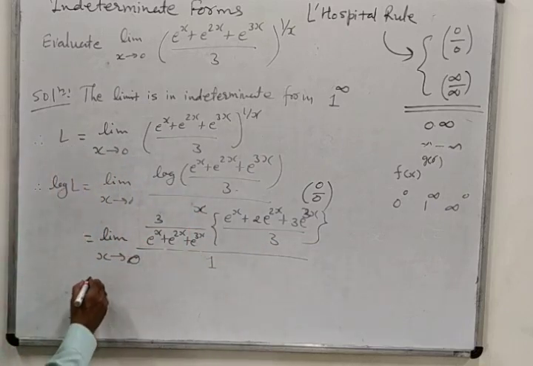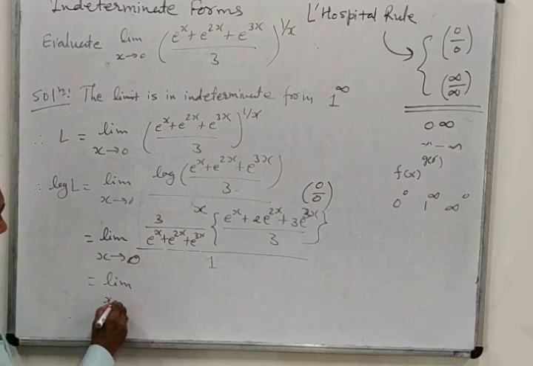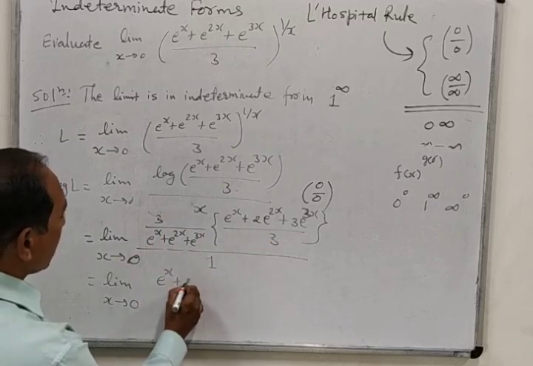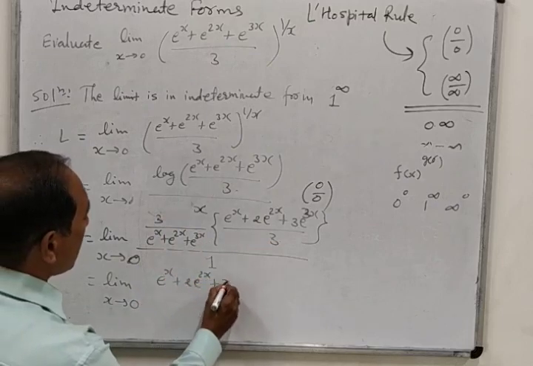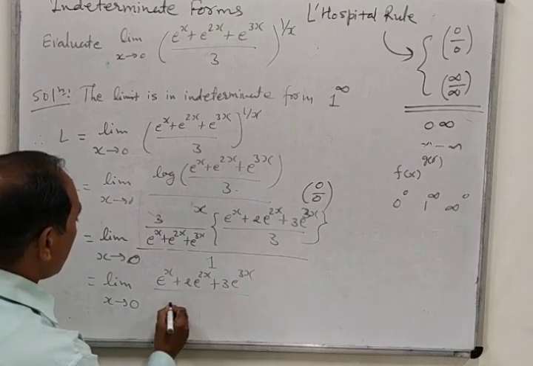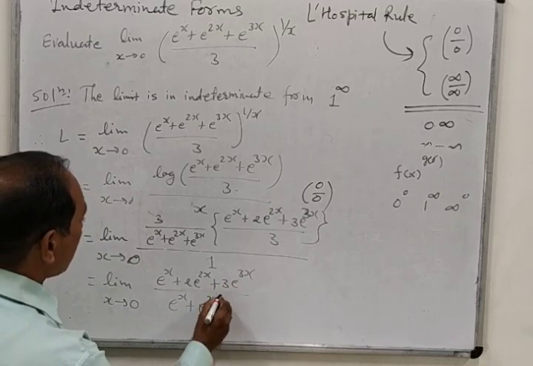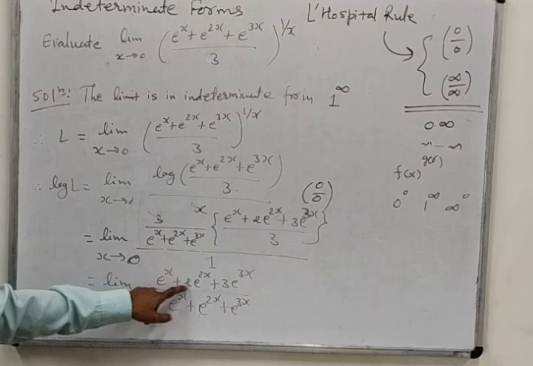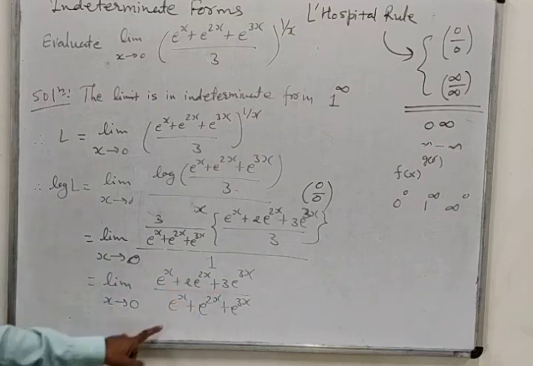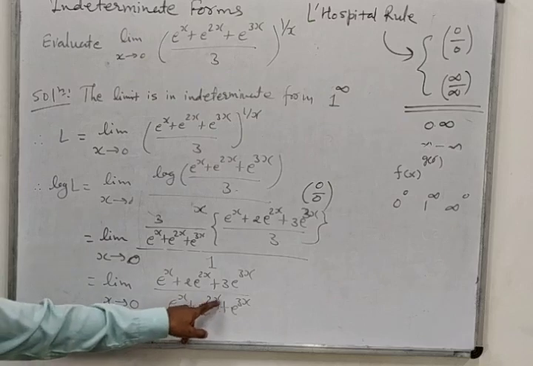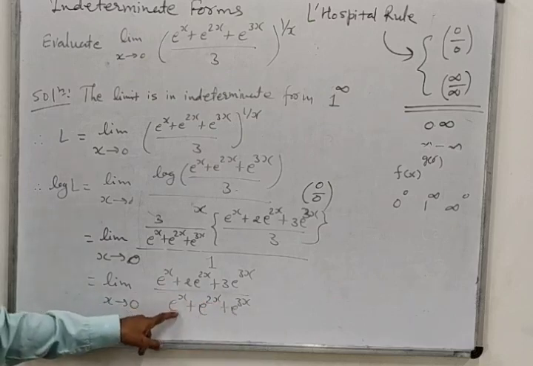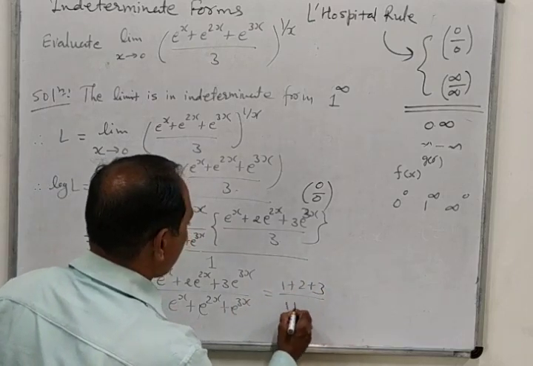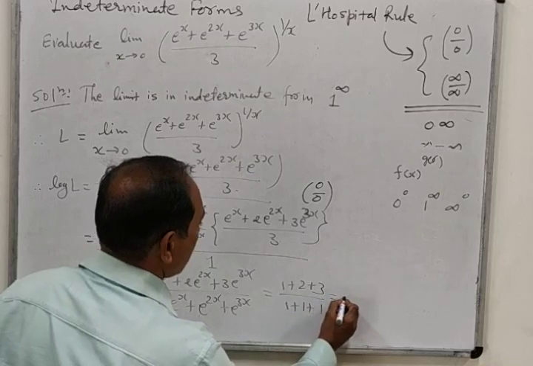So now we will not check the form. We will simplify this one. So 3 and 3 will be cancelled. So we will have e raised to x plus 2 e raised to 2x plus 3 e raised to 3x divided by e raised to x plus e raised to 2x plus e raised to 3x. Now we will put x equal to 0 here. This is 1 plus 2 plus 3, that means 6. And this is 1 plus 1 plus 1, because we put x equal to 0. So 6 by 3. It is 2.